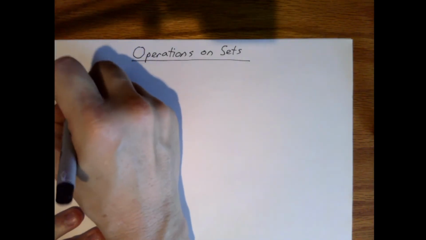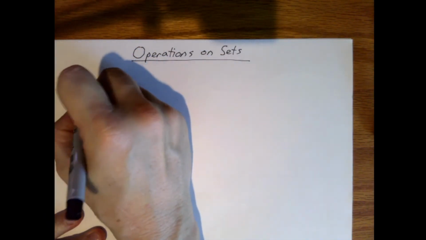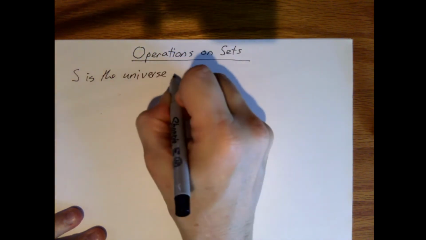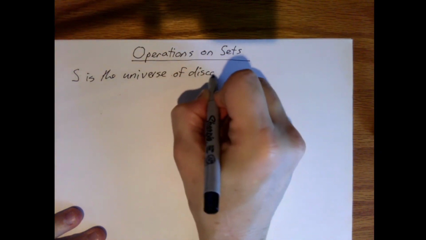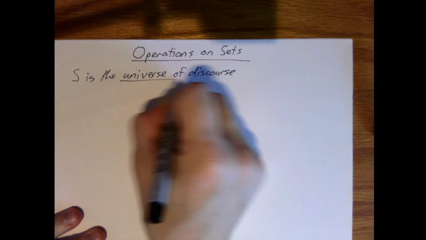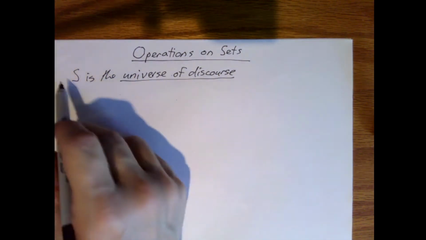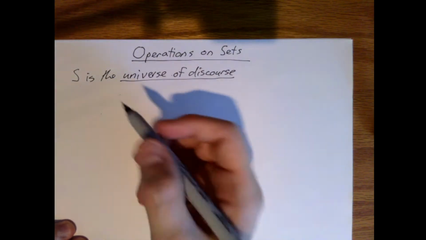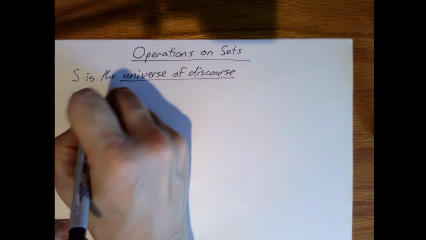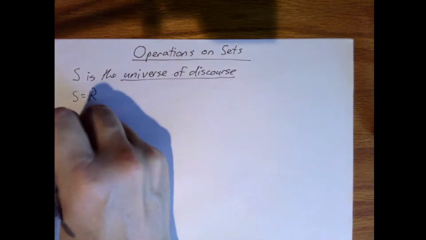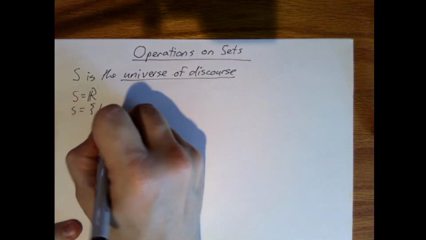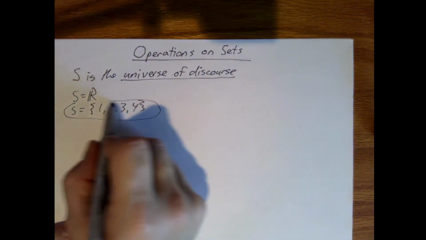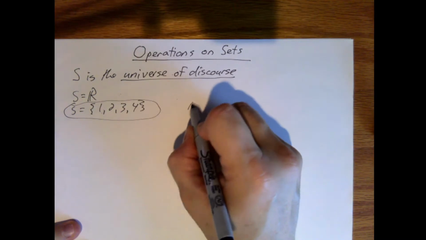So we'd say that S, and some authors would say U, but S is the universe of discourse. That is, it's the giant set of things that we draw our sets from. Okay? And so it might be something like S might be the set of real numbers. S might be the set 1, 2, 3, 4.